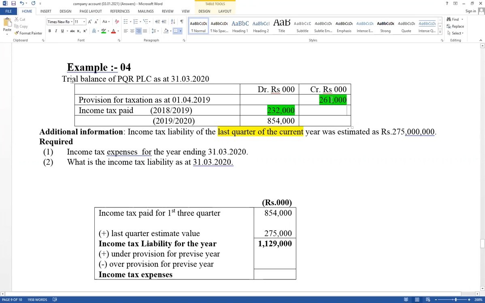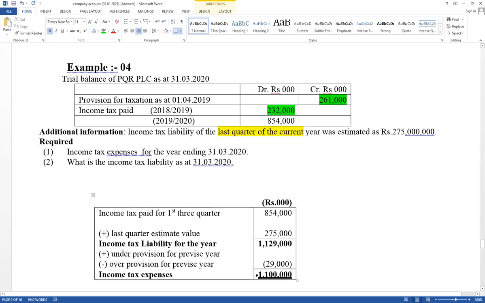Therefore, 261 minus 232,000. Therefore, over provision equal 29,000. If it is over provision, previous year considered value over. If it is over provision, it should be deducted. Then it can be recognized as income tax expense for the year. Therefore, income tax expense in the income statement should be included 1.1 million.